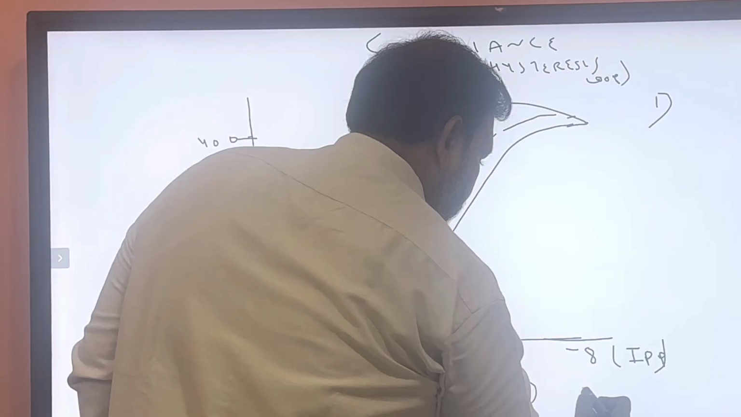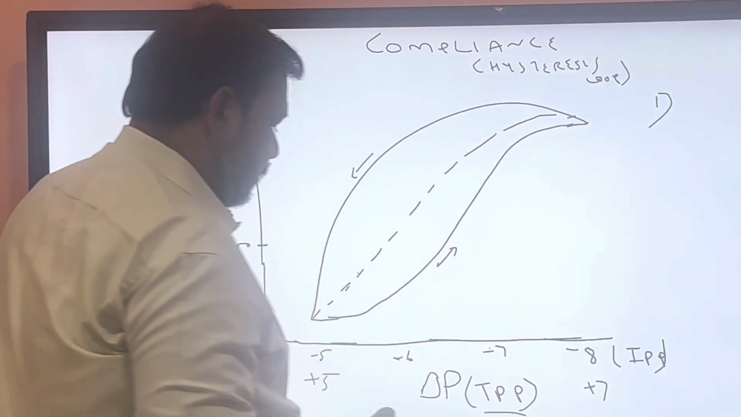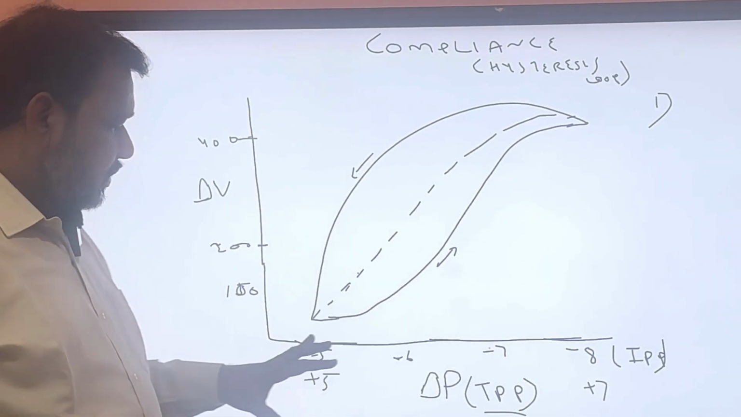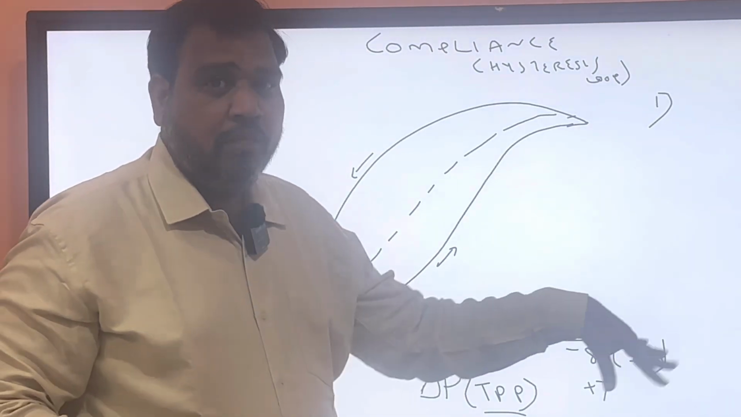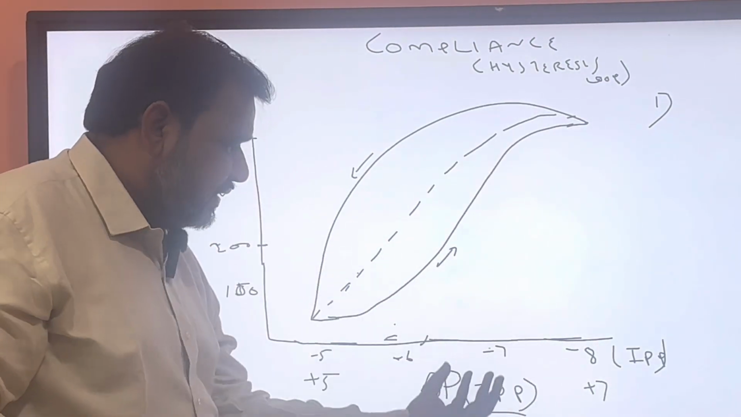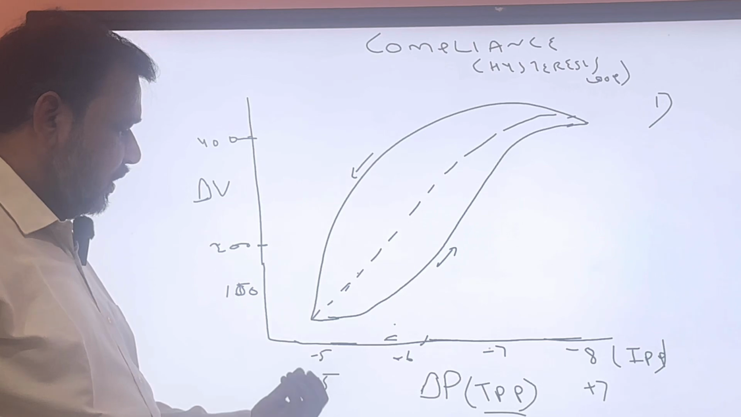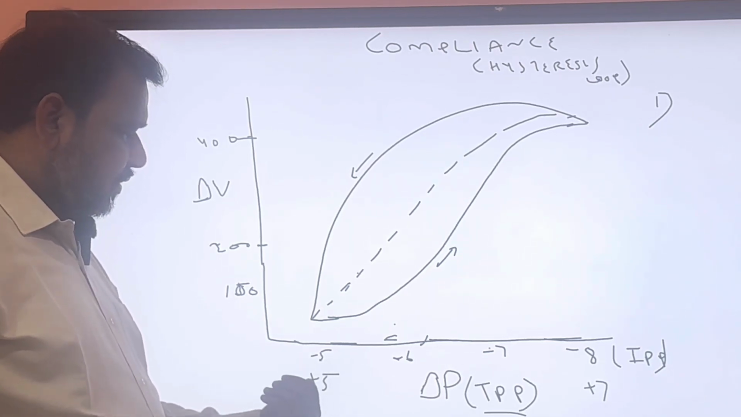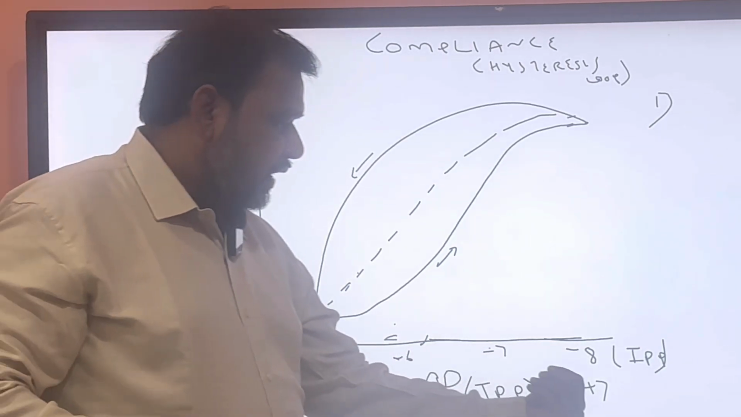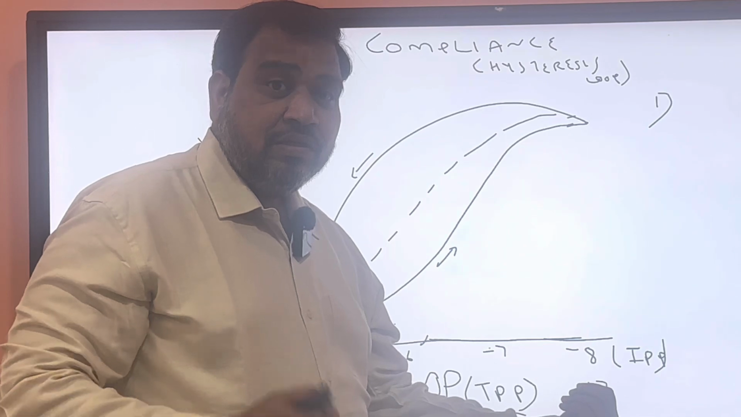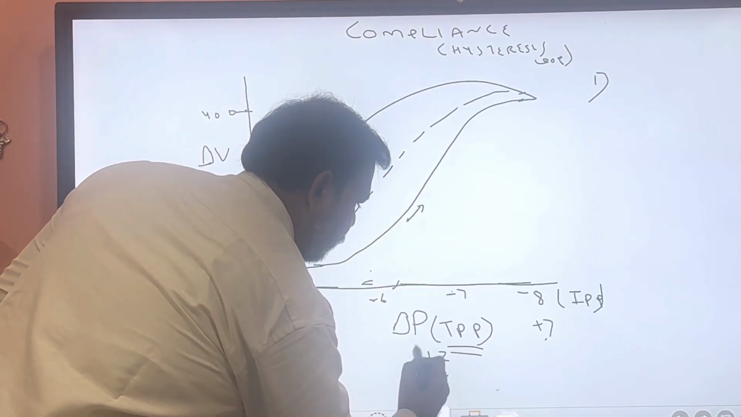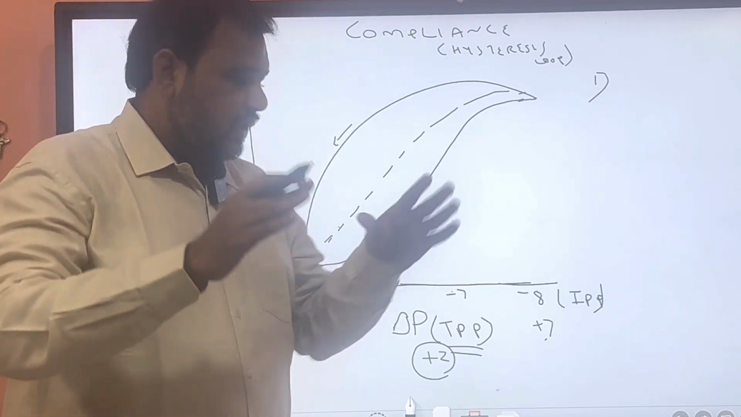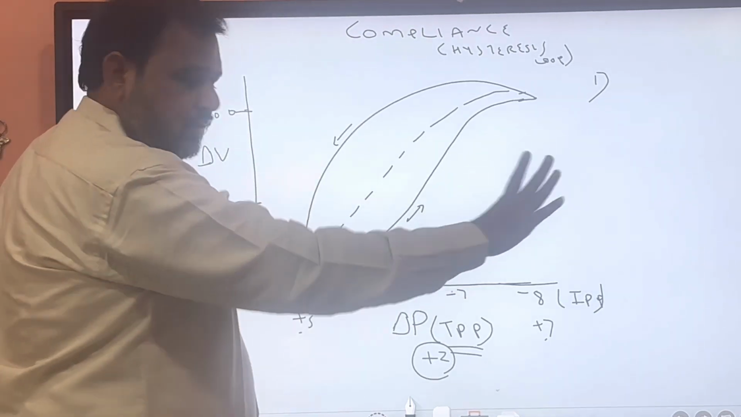So, it will be around +7. Since I want to make it easy, I put -5, -6, -7, -8 as intrapleural pressure. If I want to put the exact value of transpulmonary pressure, I have to calculate. This is +5 at the start of inspiration. At the end of inspiration, it is +7. So, how much is the change? +2. So, for inspiration, just here, this is the compliance curve.